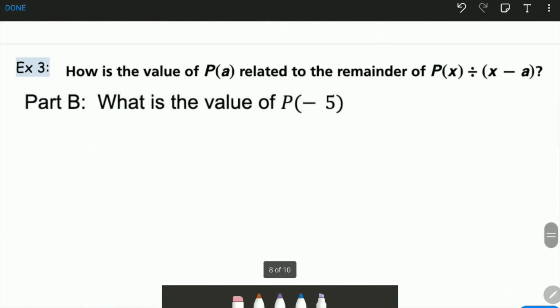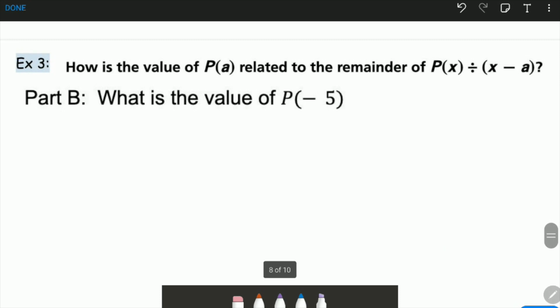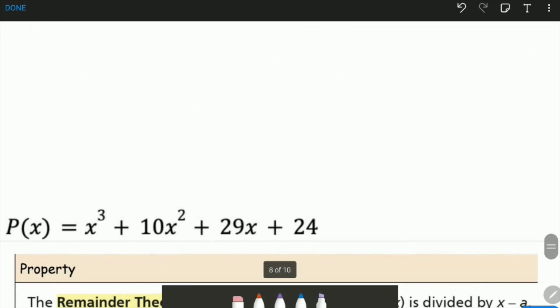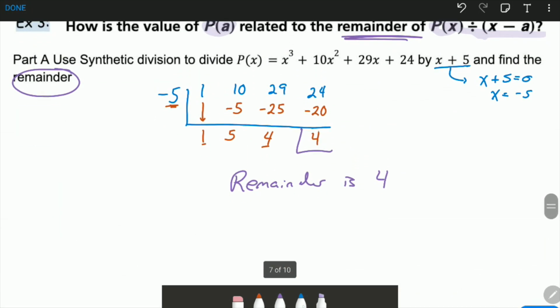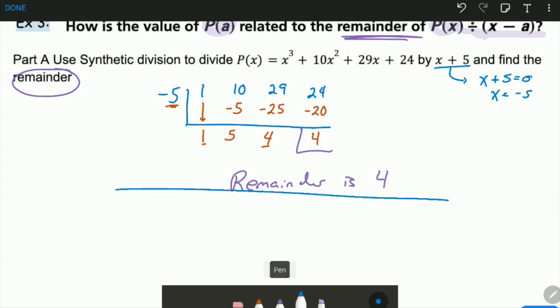Well, I'm going to drop down and let's find P of 5, and then we'll compare the two. So P of 5, or P of negative 5, means replacing x with negative 5. I have it in a horrible spot, so I'm just going to do it right here. I forgot that my screen cuts it out just a little bit.